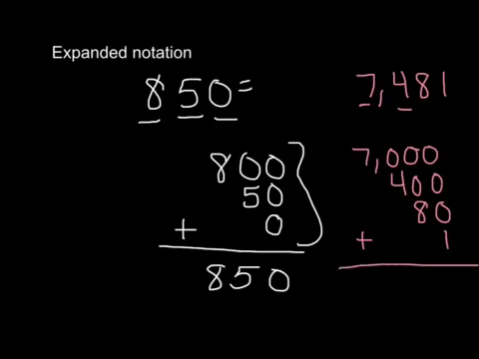We add them up by simply reading down the first digit. So 7,481 is the same exact number.